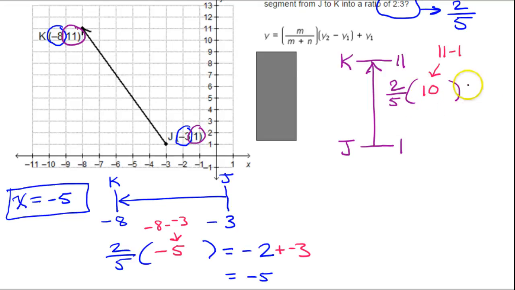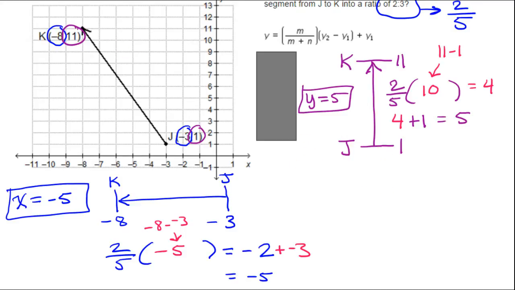Okay, so 5 goes into 10 twice. 2 times 2 is 4, so I know that's going to give me 4. If you need to put that in your calculator and get 4, put it in your calculator. So what do I do with that? Well, I take that 4 and I add the original number, the beginning number. I'm going from j to k, so that means I'm going to add the 1. So that is going to give me 5. I was finding the y value, so that tells me that the y value is going to be 5.